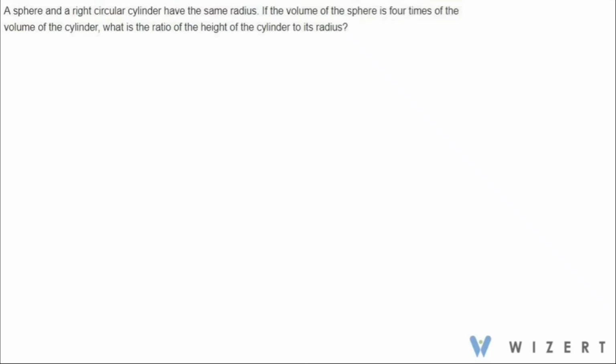We have this question here. A sphere and a right circular cylinder have the same radius. If the volume of the sphere is 4 times the volume of the cylinder, what is the ratio of the height of the cylinder to its radius?